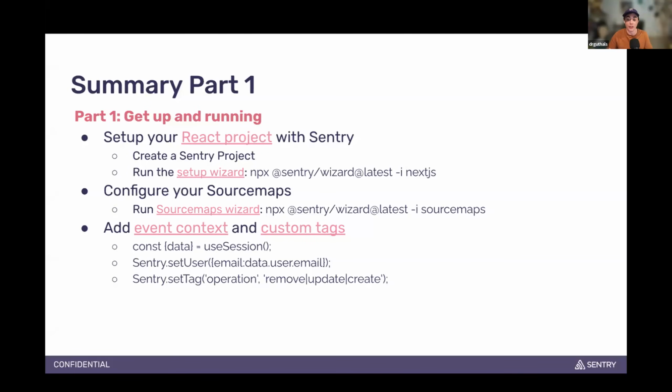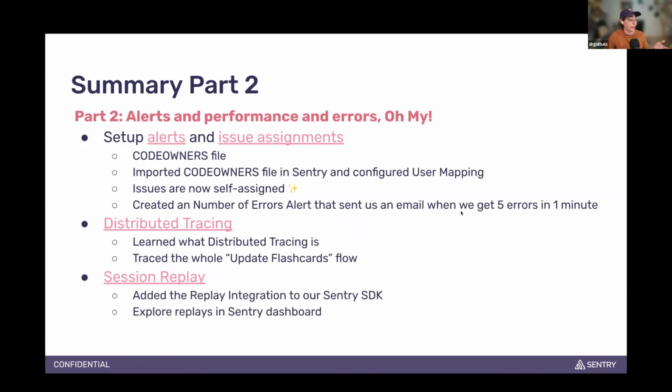Just a couple of things. Just a quick recap. You can set up your project in Sentry by creating a new project, running the wizard, configuring source maps if you didn't use the wizard, and then add context and custom tags. We've linked all of the docs here, and I'll share the link with you in just a moment. And then you can get alerts and issue assignments set up to make it more usable for you and your team, and then use some of the awesome features like distributed tracing and session replay to dig deeper into issues and actually see what users are experiencing.